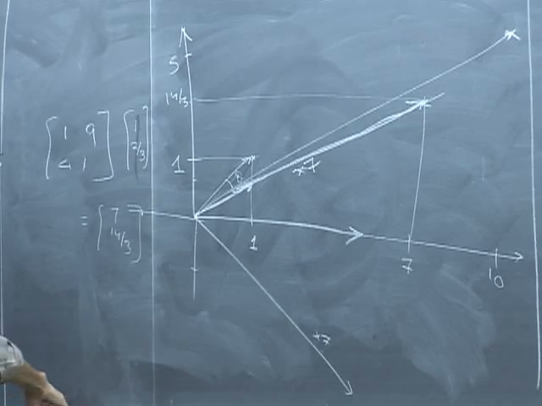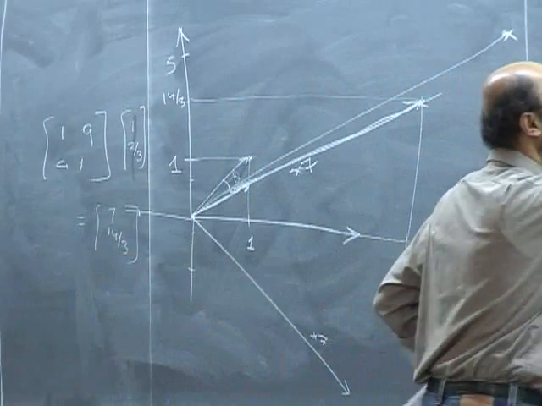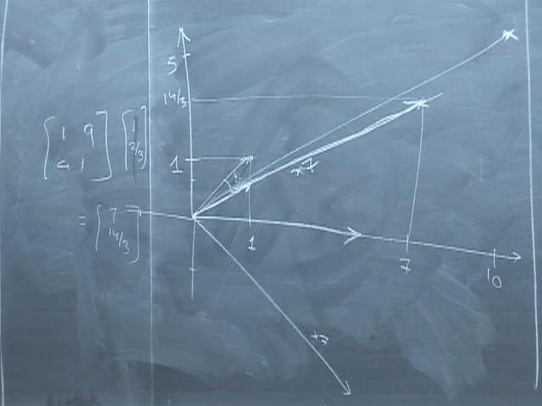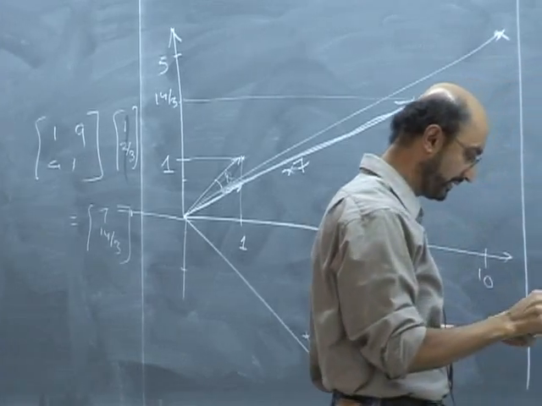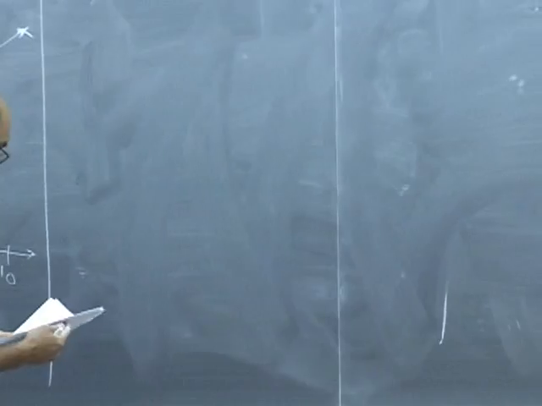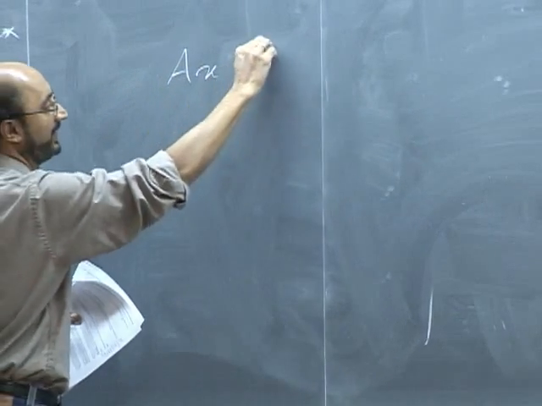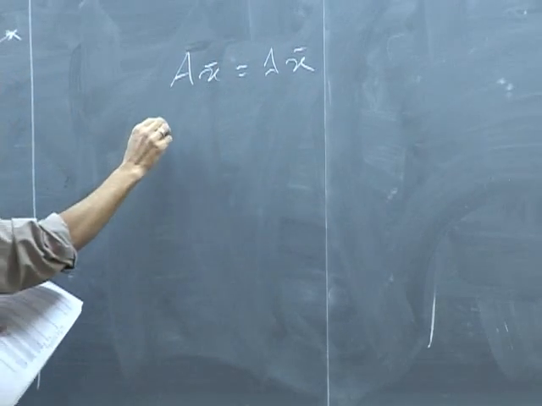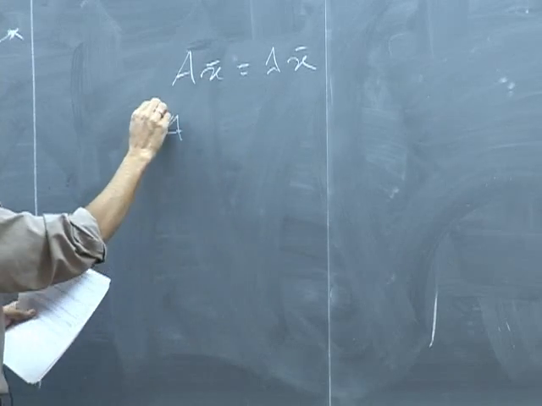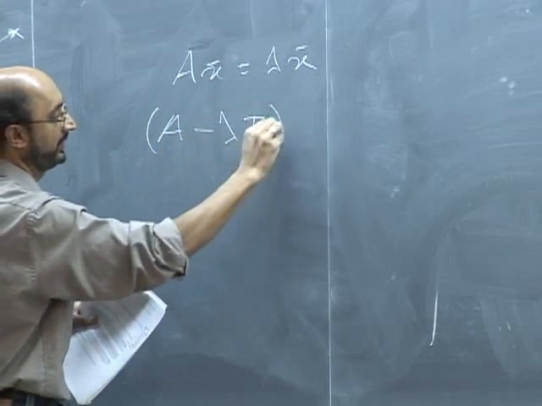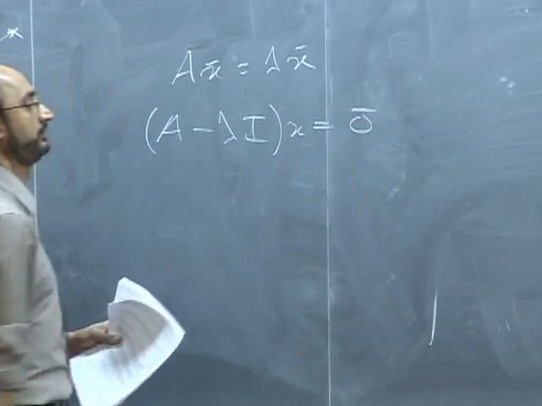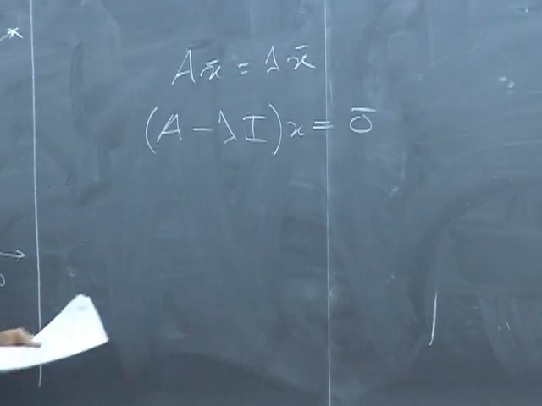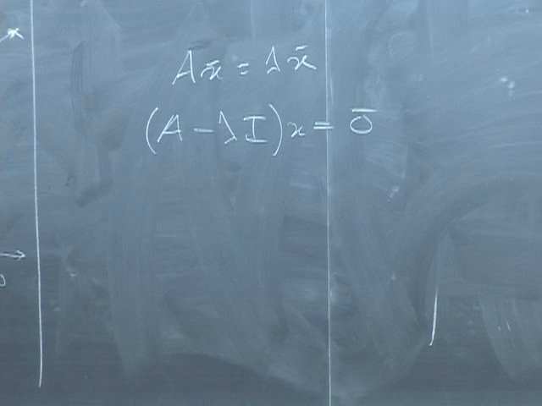Okay. All right. So let's look at the general case, and then some terminology that goes with it. In the general case, we have the equation AX equals lambda x, where A is a matrix. We simply move lambda x to the other side, so we get (A minus lambda I) times X equals 0. Because lambda is a scalar, we need to multiply by the identity matrix I.